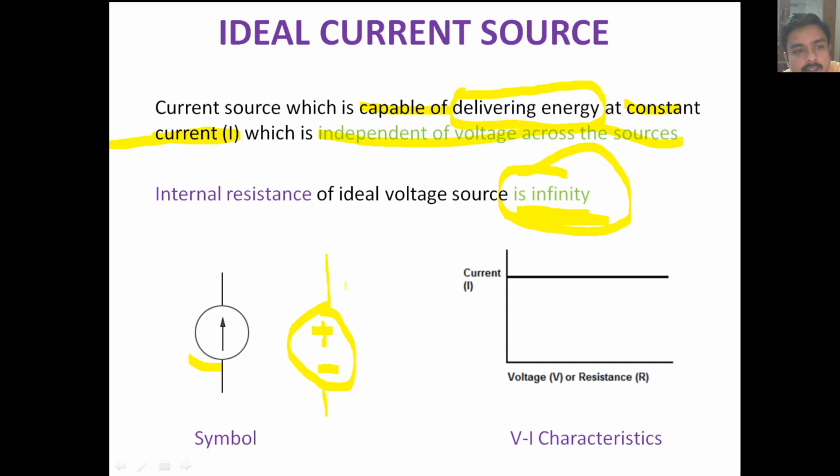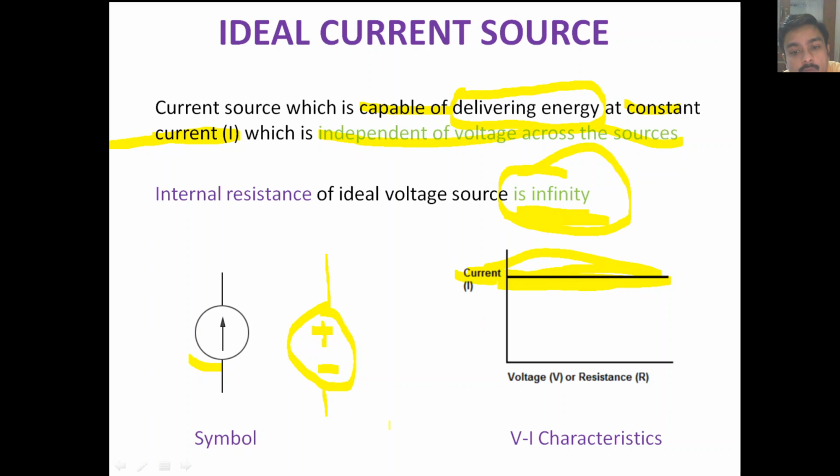resistance. And in case of a current source, the current source is capable of delivering energy at constant current, as we already saw in the definition. So since the current is constant, we can see that the current is represented in the y-axis. So the current value will always be constant along this y-axis.